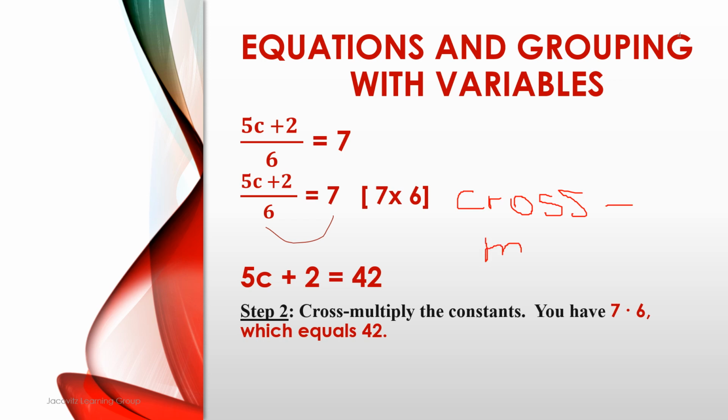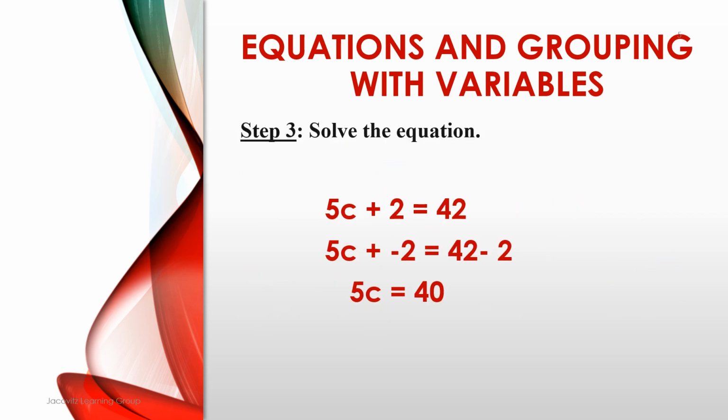So then you get a cross multiplication, which was done for you here, 7 times 6, and you get 5c plus 2 equals 42. We could have done that in the other step, but that's okay. Now your equation is kind of simple: 5c plus 2 equals 42. And you're taking out the additive inverse, which means you're going to subtract in this case because this is positive.